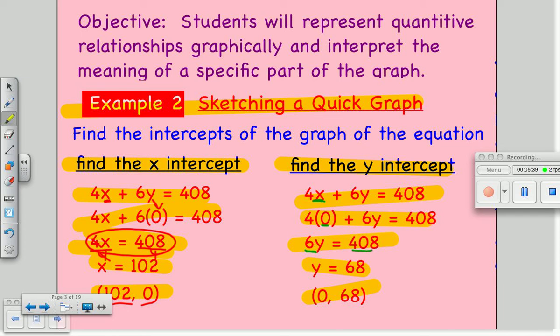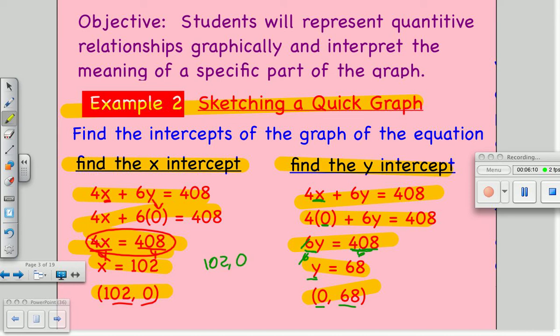Now we're going to divide by 6 to get rid of the 6 that's with the y. 6 divided by 6 is 1. 1y is just y by itself. 408 divided by 6 is 68. So the y-intercept is 68. So we made x 0, and we found for y that it's 68. So now you have your two ordered pairs. Now we're going to sketch the graph of the two coordinate pairs, 102, 0 and 0, 68.